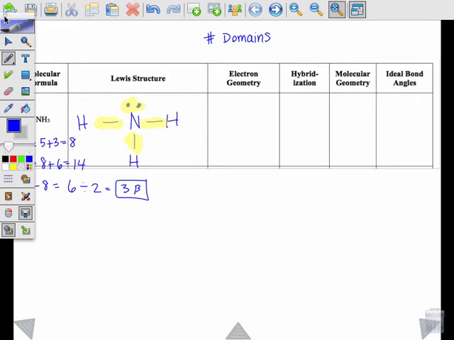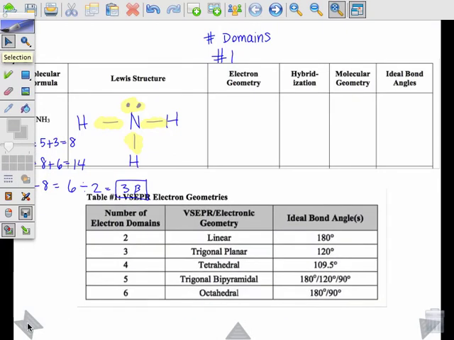With that knowledge, then, I'm going to use chart number 1. And I can pull that up. It's over here. And I look at chart number 1, and I see that if I have 4 domains, my electron geometry is going to be tetrahedral. That is the name of the shape. So after that, I just take my pen and I write tetrahedral. If you can't fit the word, you can absolutely write it diagonal, whatever you can do to fit it in the box. So that's how I find the electron geometry.